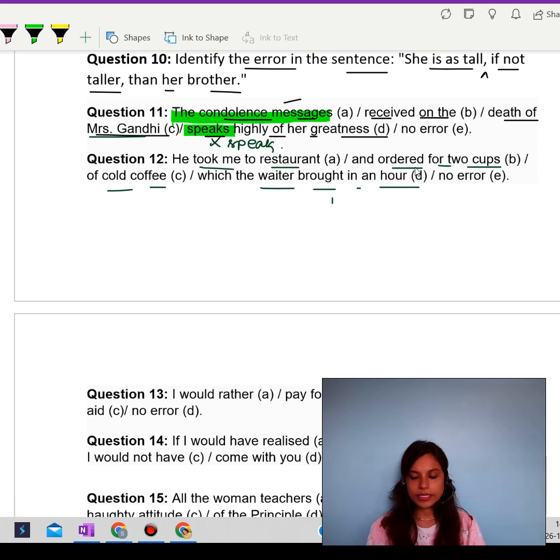See this sentence, in part B, you just see and ordered for 2 cups, it's written. So someone is ordering for. Ordered means you're asking for. So you are already asking for something. So again, putting a for is like an extra to the sentence. So just remove the word for from the sentence, and it would sound like he took me to a restaurant and ordered 2 cups of cold coffee, which the waiter brought in an hour. So here we are going to go with option B, which has the error.